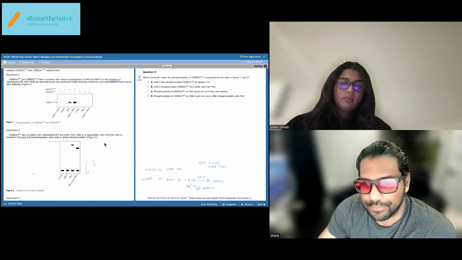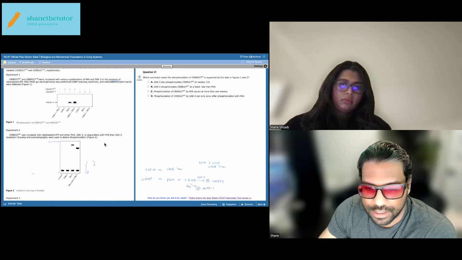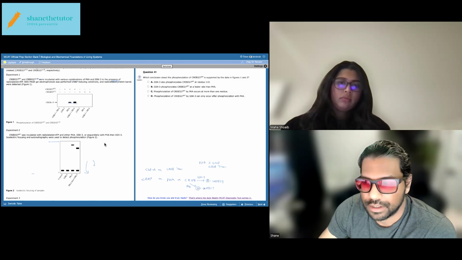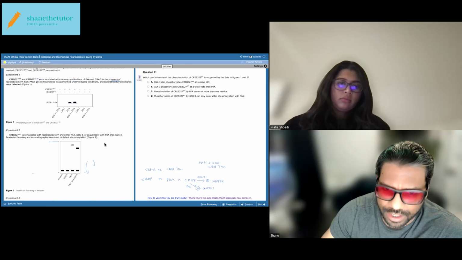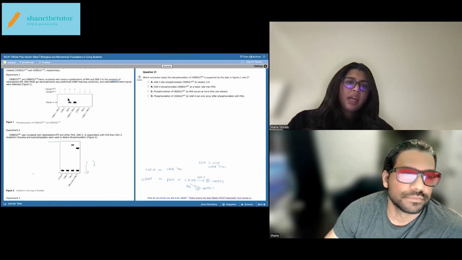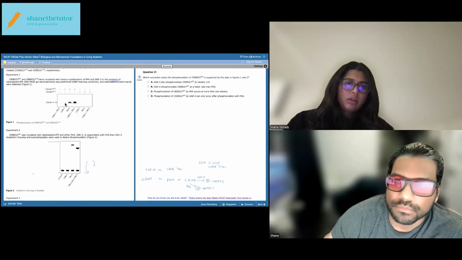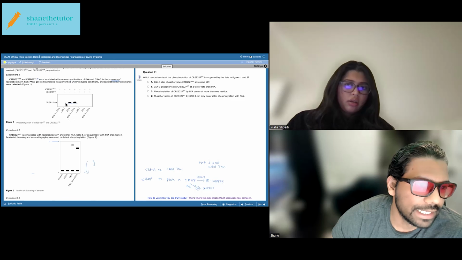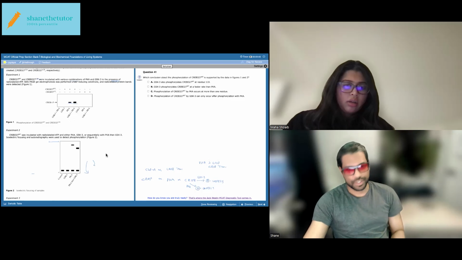So A says that GSK3 also phosphorylates at 119. That's not true, right? Because we did see a band, right? You'd see a band here if that were true, right? 119. Yeah, good. So that's out.